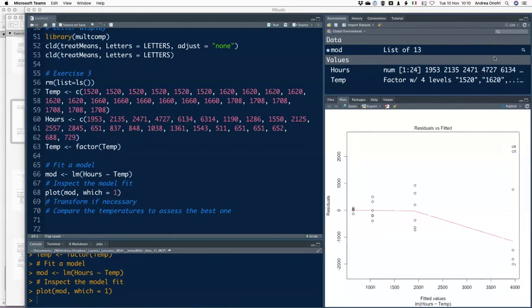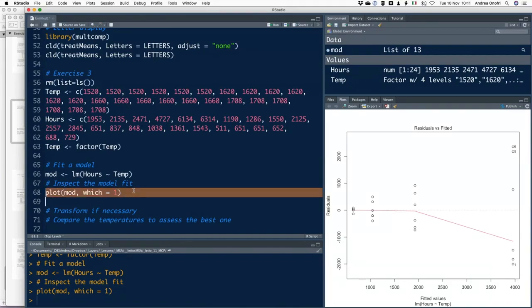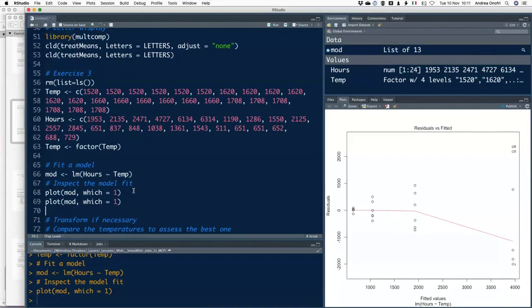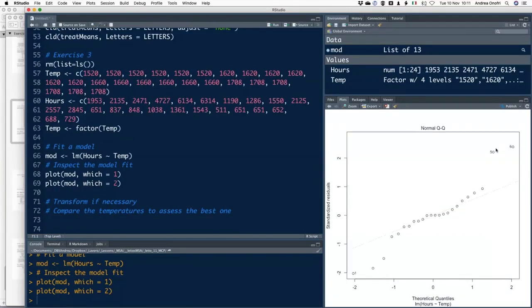So we see again that there is a funnel shape here, so not random at all. Variances are not homogeneous here. This is really important. Now we can also make the second plot, the QQ plot. And we see that data are skewed. That's clear. So the situation is pretty clear.